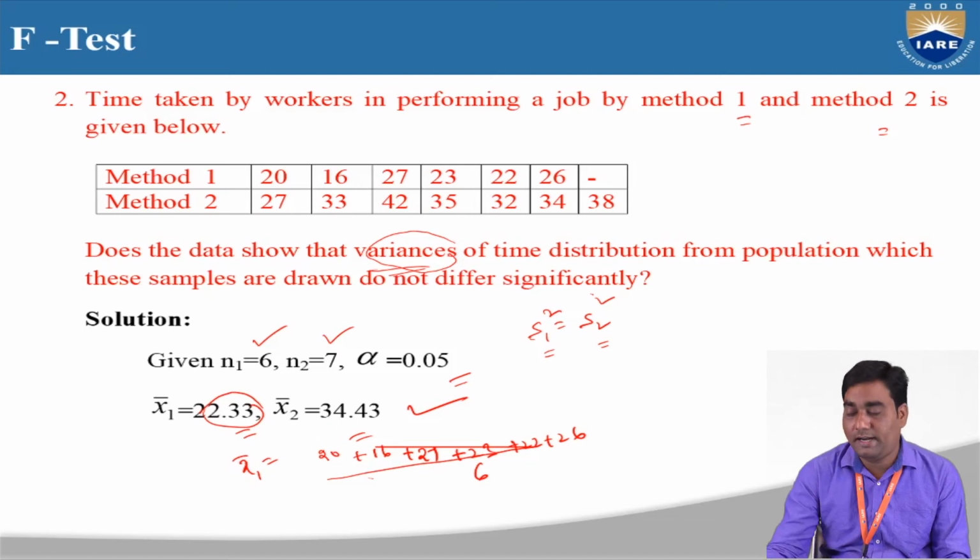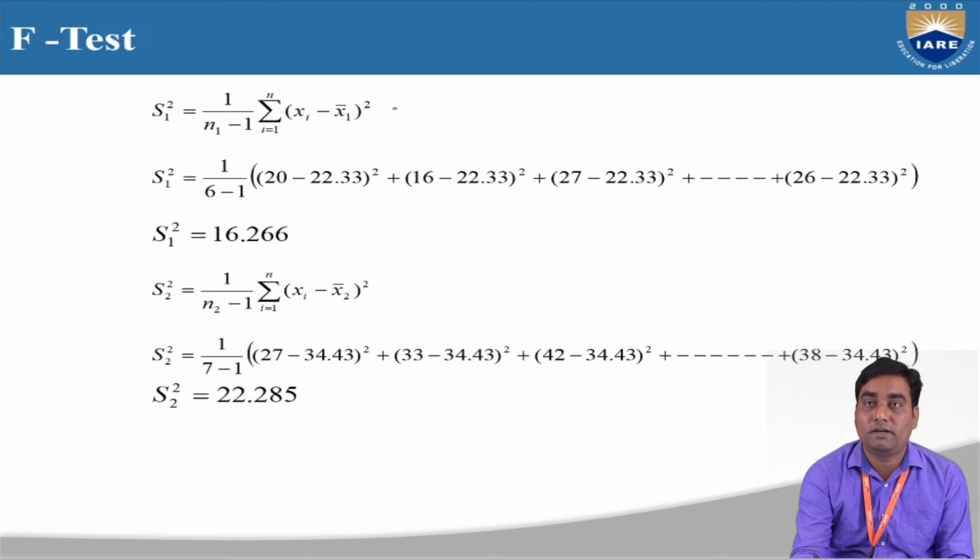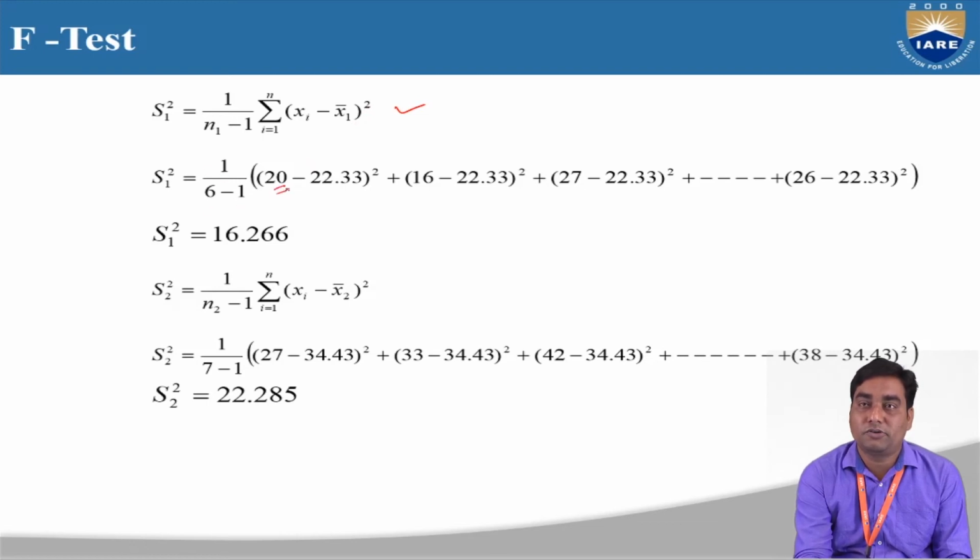After getting X1 bar and X2 bar, the S1 square formula we know is 1 by n1 minus 1 sigma xi minus x1 bar whole square, 1 by 6 minus 1, where x1 bar is 22.3, and these are the sample values 20, 16, 27 and 26. Simplify it, we are going to get S1 square. Like that, S2 square is 1 by n2 minus 1 sigma i equal to 1 to n xi minus x2 bar. X2 bar we got 34.43 in the previous step, and x2 sample values 27, 33, 42 and so on 38. If we simplify it, we get S2 square.